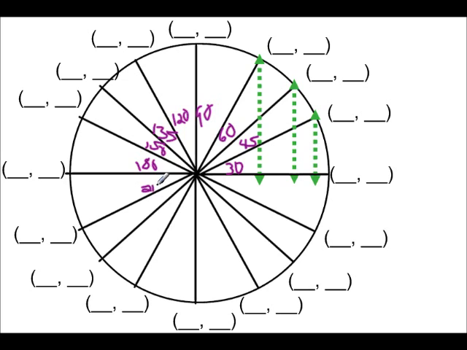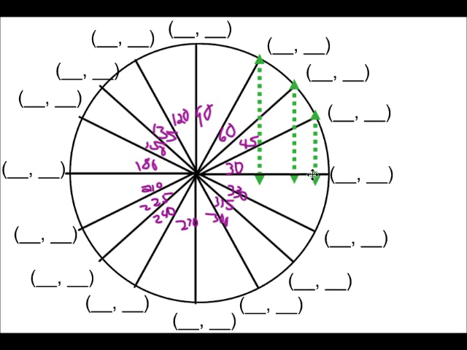Then 210, 225, 240, 270, 300, 315, 330, and then this you can think of as either 0 degrees or 360 degrees, depending. Now, you may notice, I hope you notice, that these are the same as the angles we use in our special right triangles. That's on purpose.